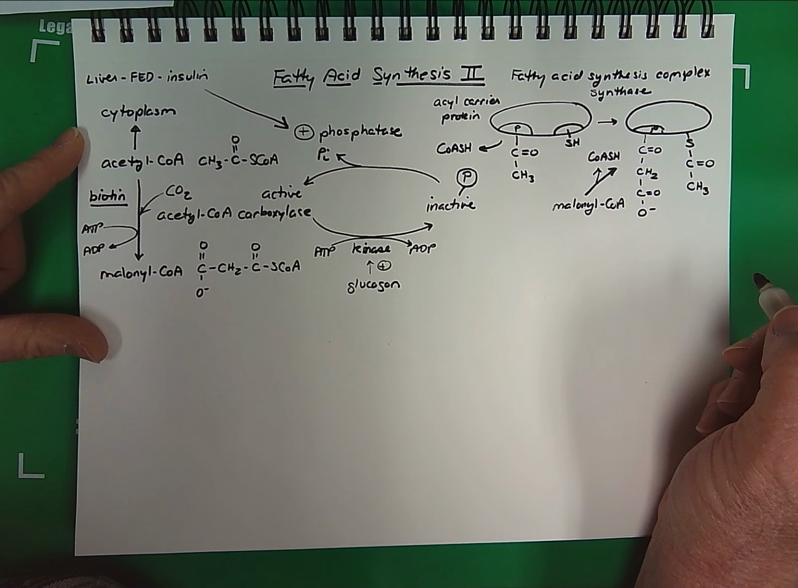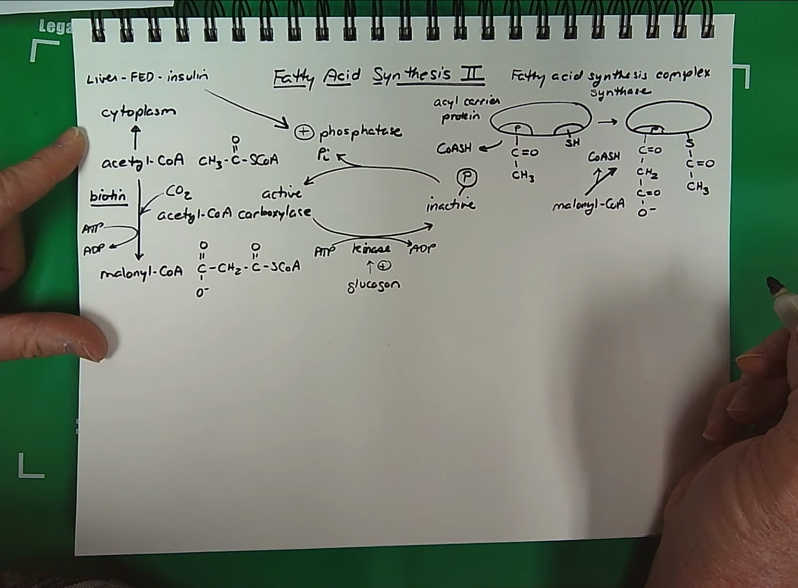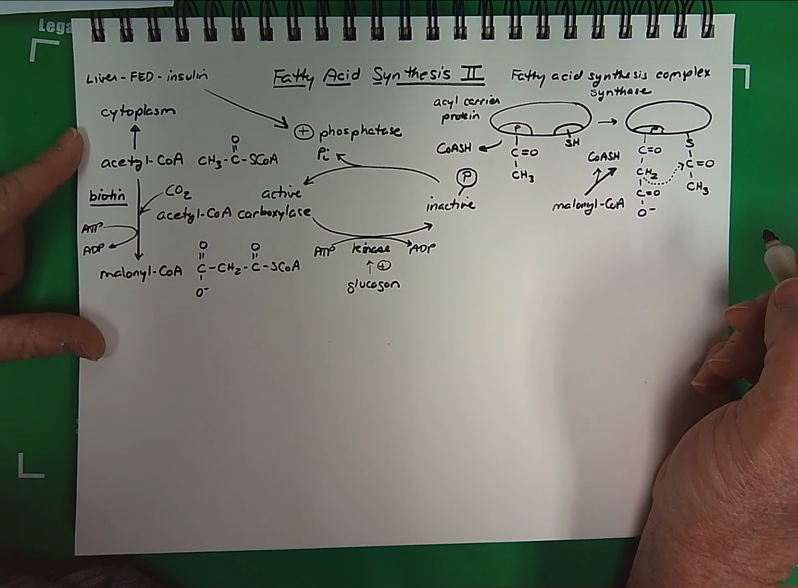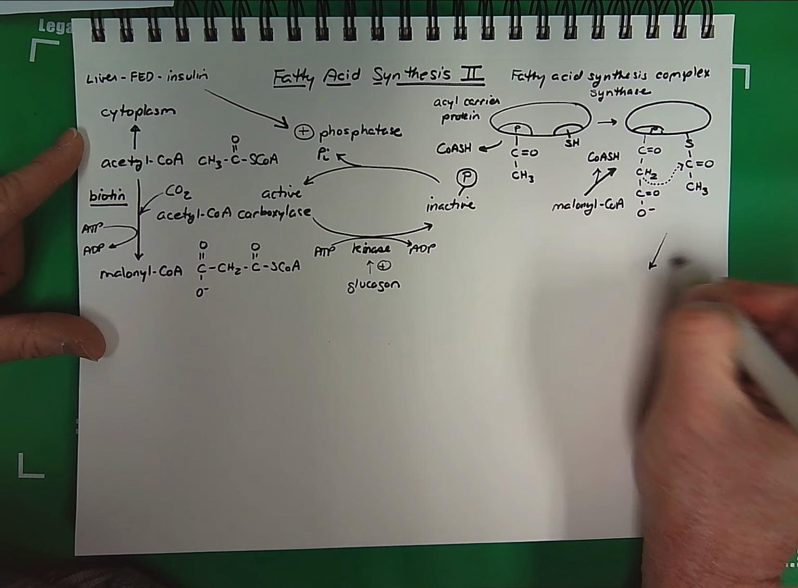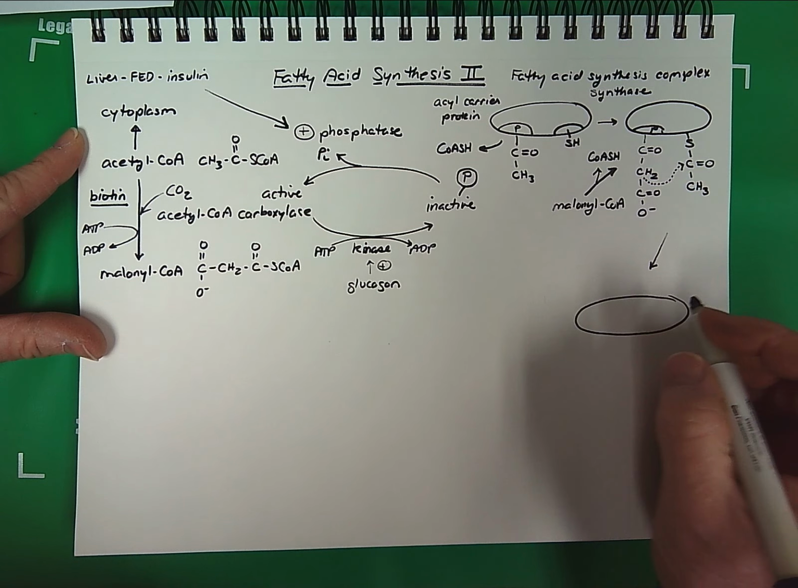Now, the next step of this reaction is what is called a condensation reaction. So we are essentially going to take this carbon and attach it to this carbonyl of the acetyl group located on this thiol bond. What that will give us is this structure.